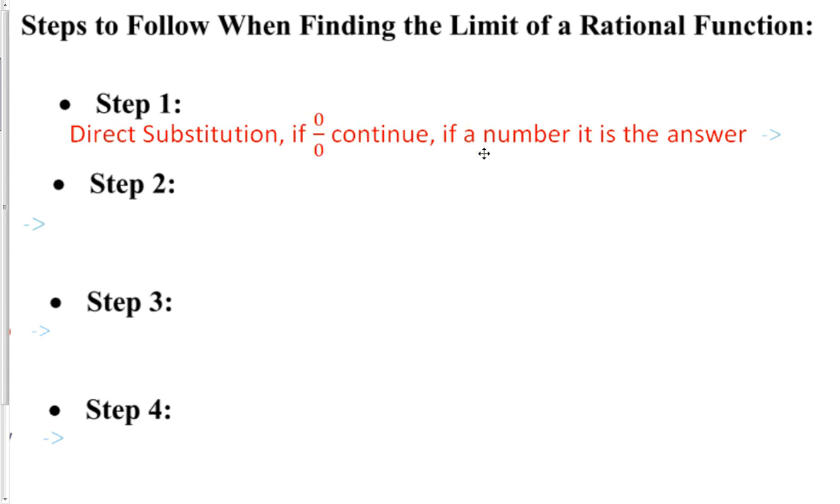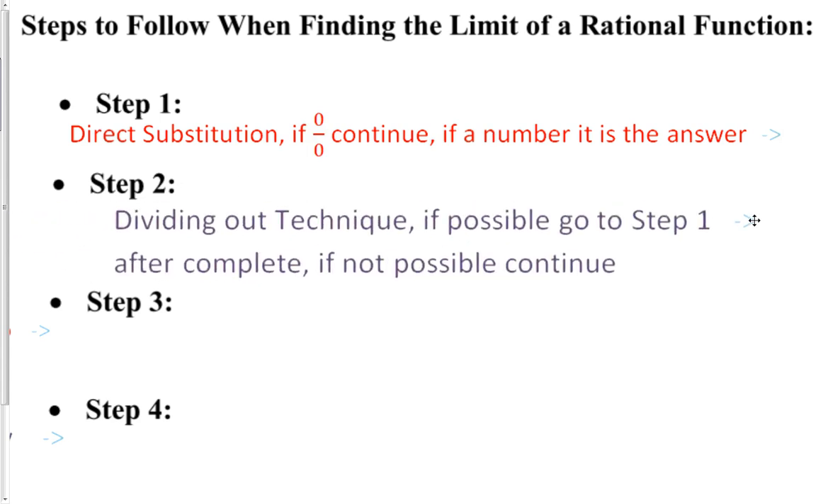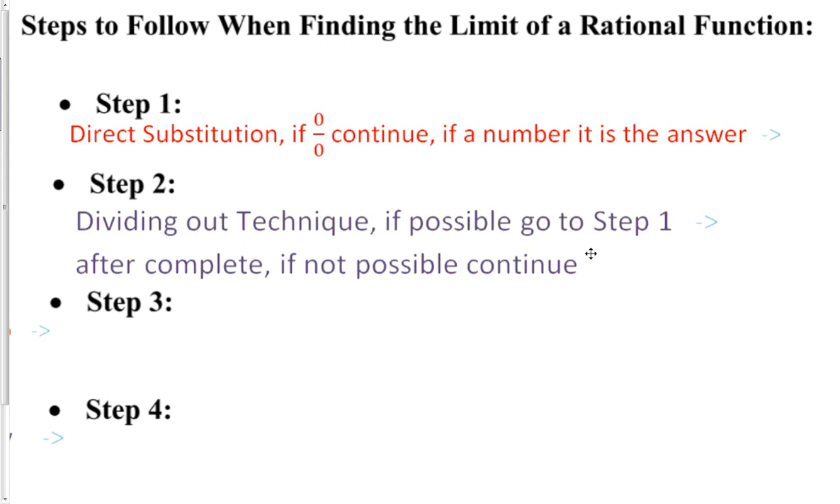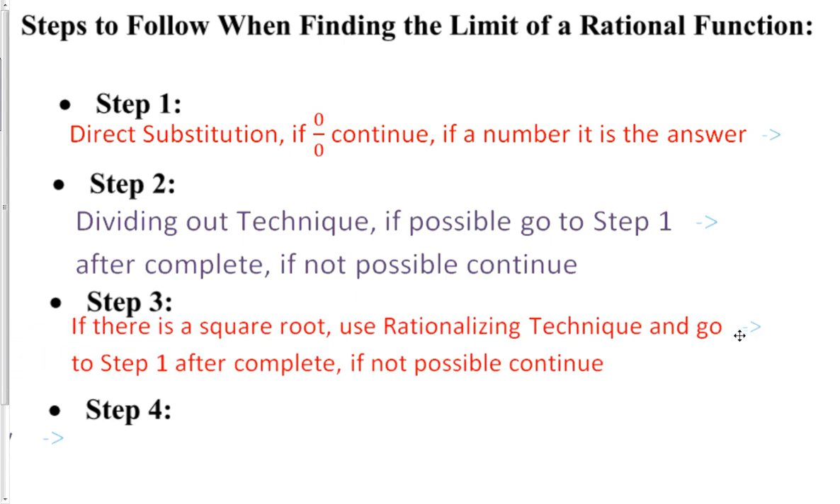So if we get a number when we plug it in, the number is the answer, right? So like if we plugged in x is 3 and instead we got 5 over 7, 5/7 would be our limit. Step 2, dividing out. This is basically factor and simplify. So factor the numerator and denominator. If something simplifies out, then we go back to step 1 and substitute our x value in, and if we get a number, done. If it's not possible, you keep going, right? If we can't simplify, then we keep going, and we're going to go on to the rationalizing technique.